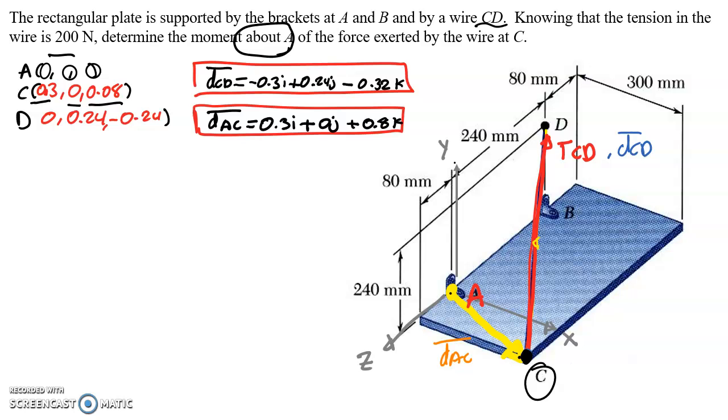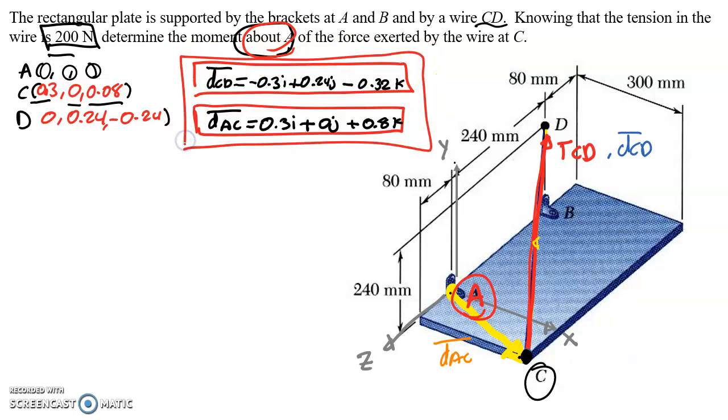Okay, continuing with the problem. We already know what's going to be the force applied at C. We already know we're looking for the moment at A. We already know what our vectors are going to be. Now, the one vector that goes from A to C is the distance vector.